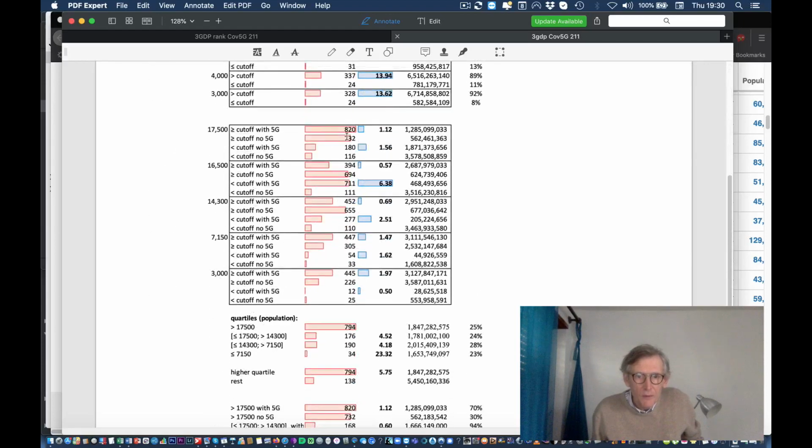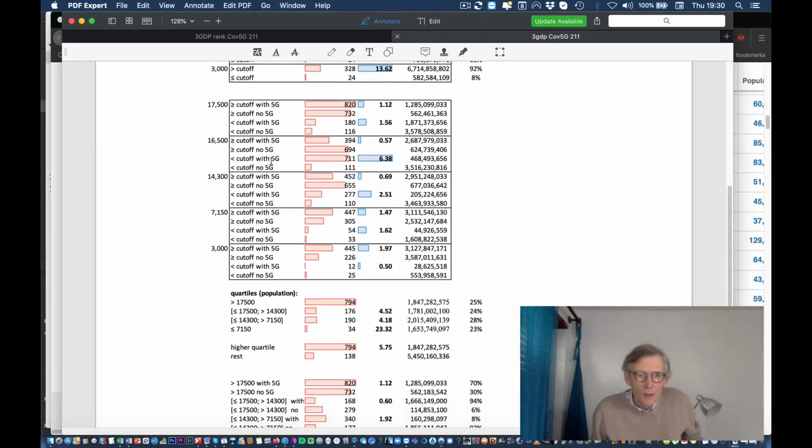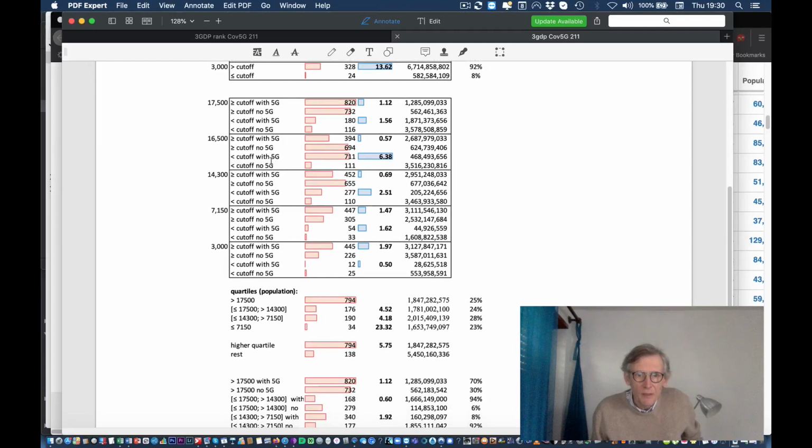I did the same for the 5G, with 5G and no 5G, to see if there was any relation. For instance, those below $16,500 have 6 times more deaths when they had 5G compared to those with no 5G.